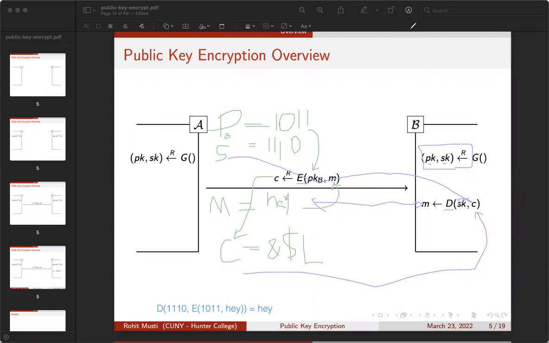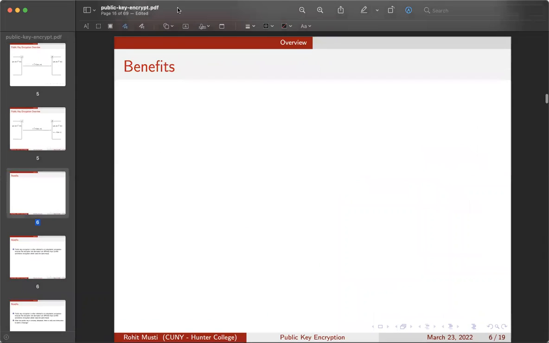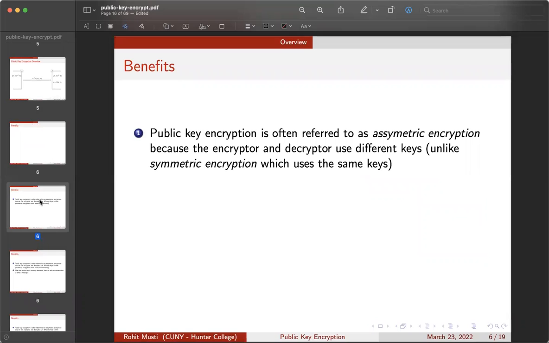I think we'll keep heading forward. Let's clear the drawings. Back to mouse. So what are some of the benefits of using public key encryption? Well, the first, as we alluded to earlier, is that it's often referred to as asymmetric encryption because the encryptor and the decryptor use different keys, unlike symmetric encryption, which uses the same keys. Let's flesh this out for a moment with an example.